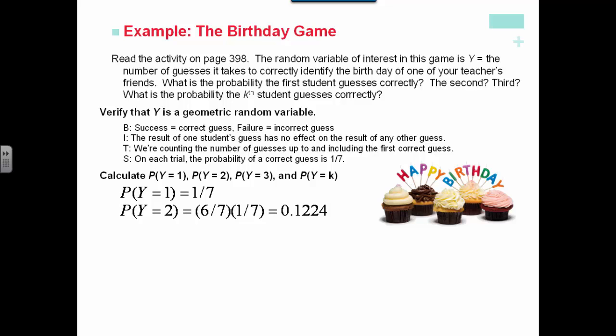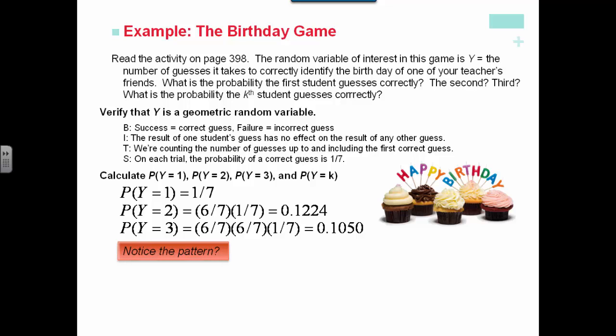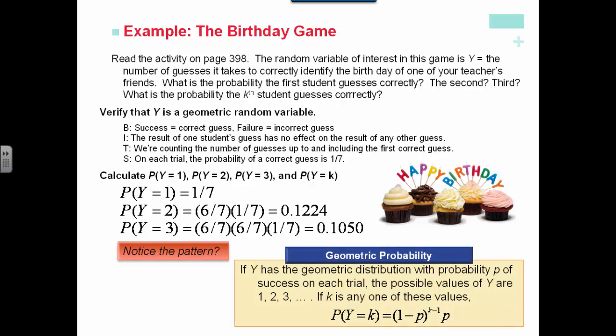So the probability of y equals 1 is a seventh, y equals 2 is 6 sevenths times a seventh, or 0.11224. Probability y is equal to 3 would be 6 sevenths, 6 sevenths, and 1 seventh. And do we notice a pattern? So geometric probability is 1 minus p to the k minus 1 times p.